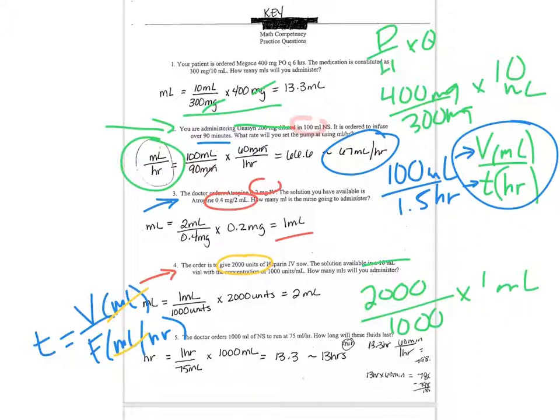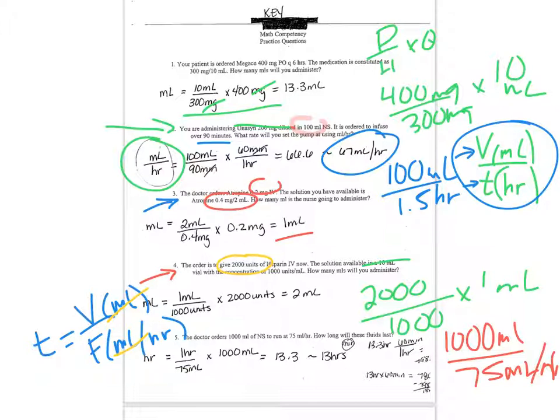So on that one, you could take that total volume. It says doctor orders 1,000 milliliters. So you could just take 1,000 milliliters to run at 75 milliliters per hour. And that will tell you if you take 1,000 divided by 75, you should get the same thing. And you do. You get 13.3. And then she's showing you how you convert that. So that's about 13 hours.